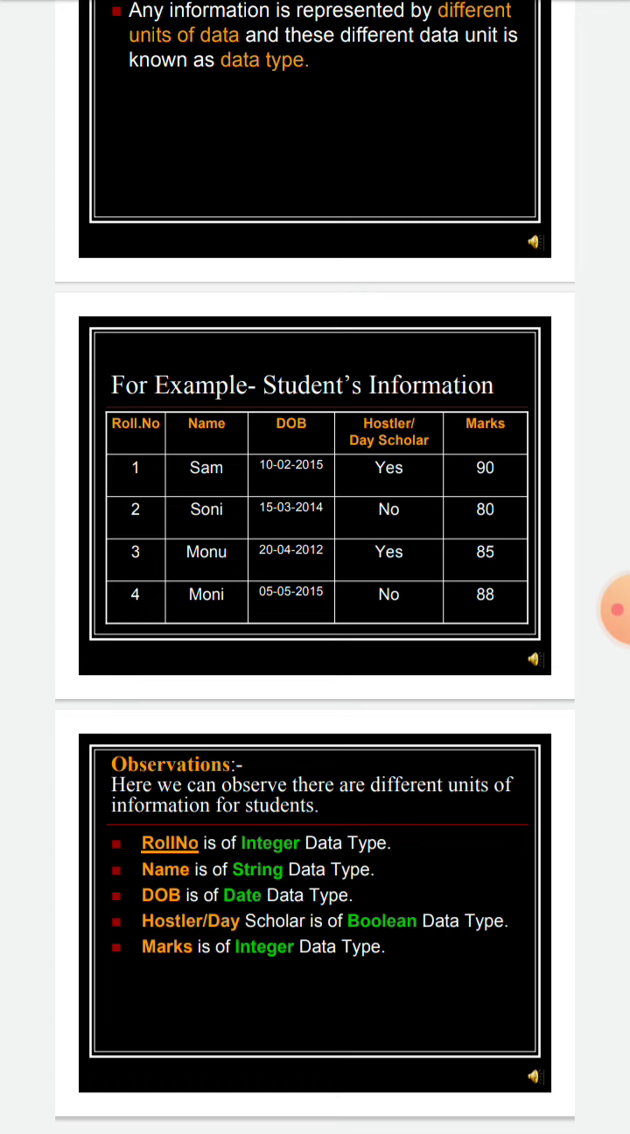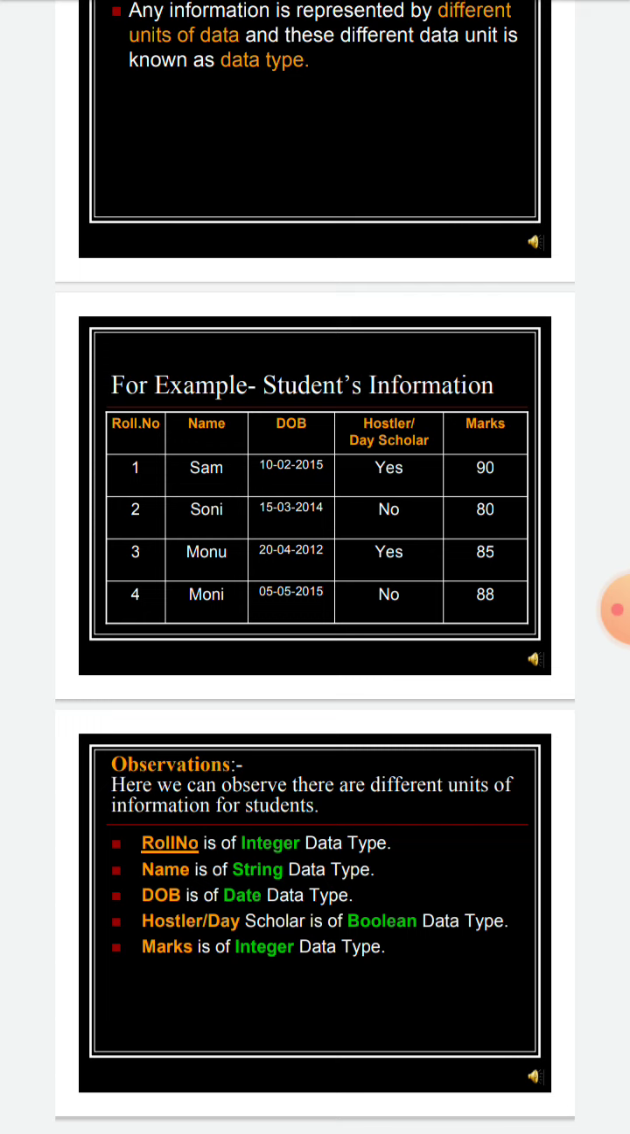And date of birth is of date data type. It is going to hold a date in different formats. And hosteler or day scholar is going to hold either yes or no, which means it is a boolean data type. If any particular information is going to hold either the value true or false, it is known as boolean data type. Okay students, so next, marks is again of integer data type.